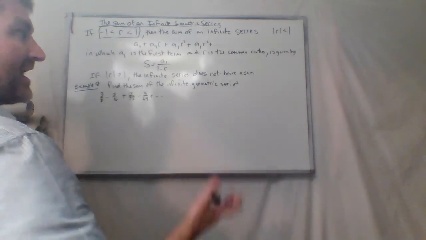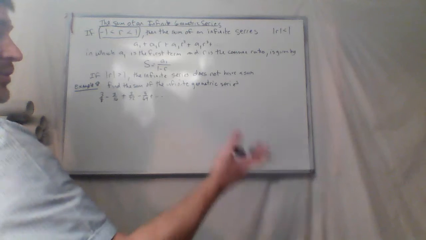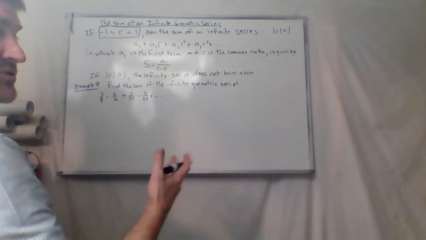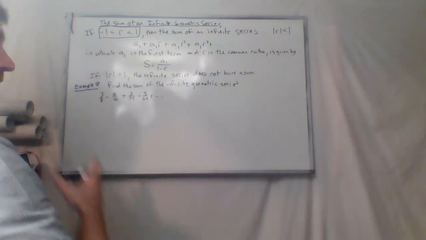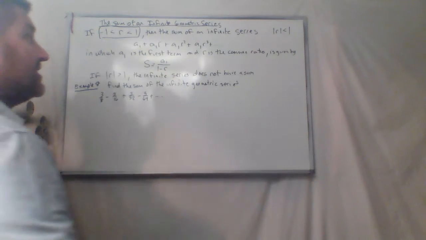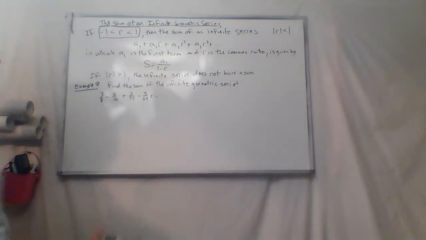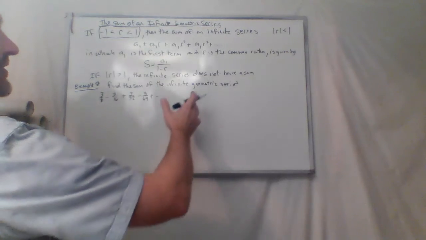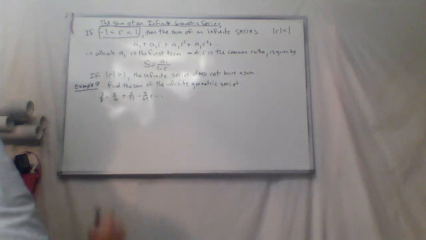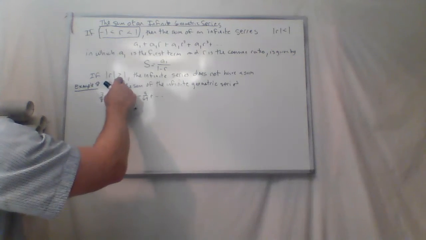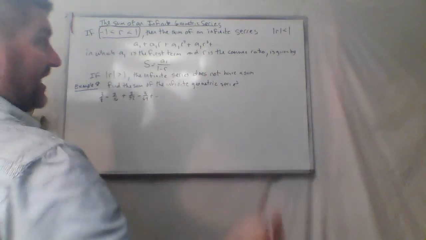All right. So if it's -1/2, we can find it. If it's 1/2, we can find it. But if it's 1.5, no. -1.5, no. The only way we can find the sum of an infinite series for a geometric infinite series is if the common ratio is in this domain. If the absolute value of r is greater than 1, then the infinite series does not have a sum.